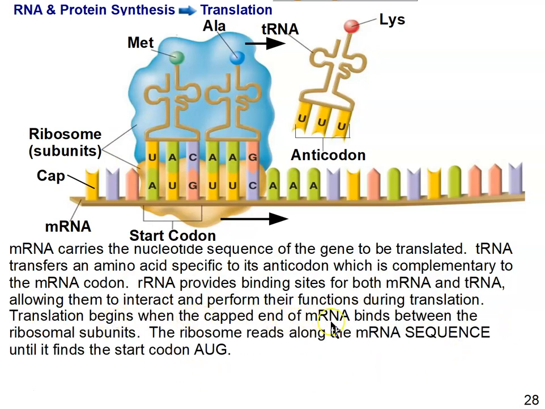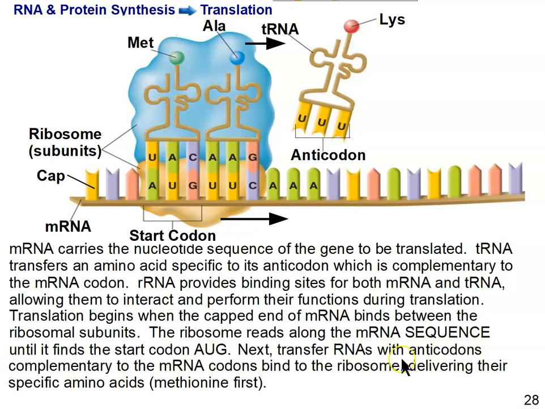Translation begins when the capped end of the messenger RNA binds between the ribosomal subunits. So here's the capped end. It's the capped end that is the one with the start codon, AUG. The ribosome reads along the messenger RNA sequence until it finds that start codon.